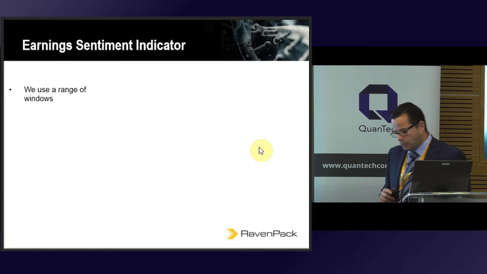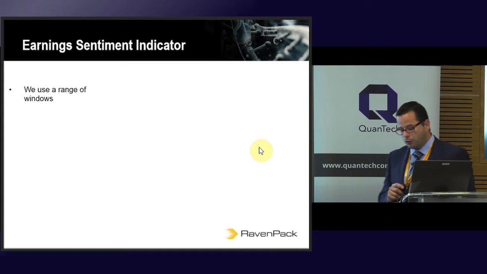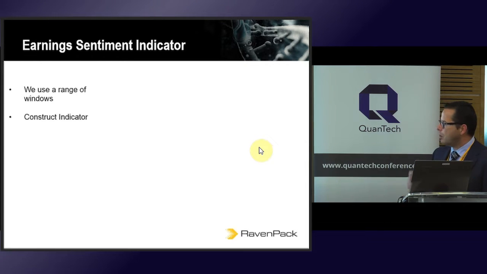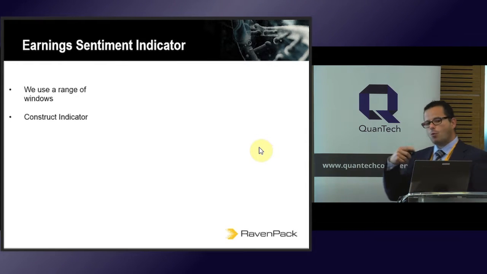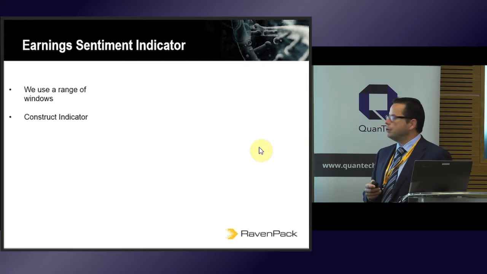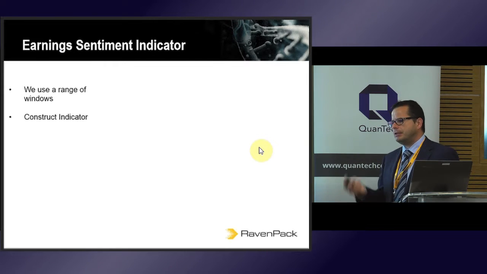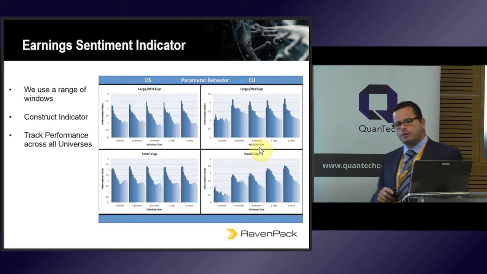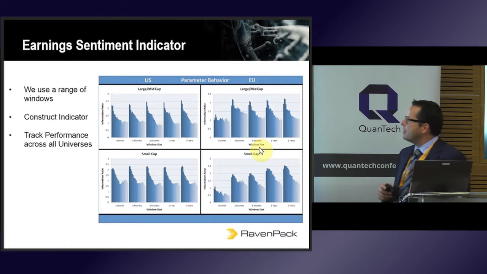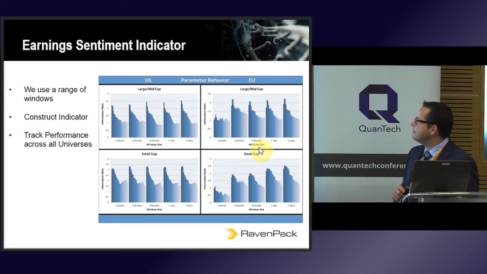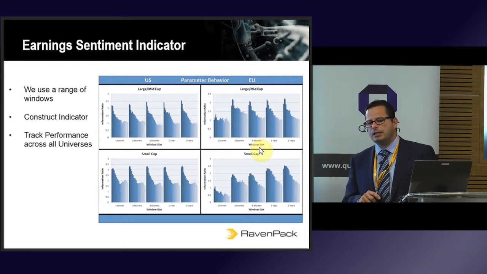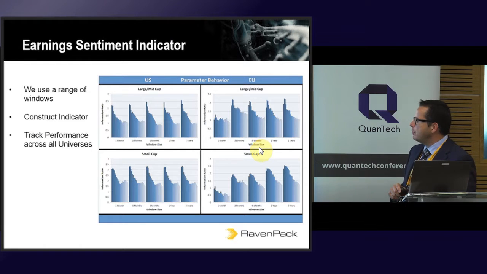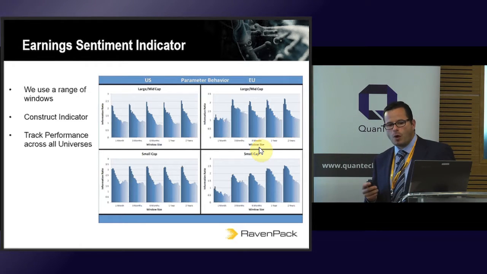In order to get a sense of how this parameter behaves, we use a range of different window sizes from 1 month to 2 years. We construct an indicator for each one of them, and we test it across 4 different universes: Russell 1000 and Russell 2000 for the US, and the equivalents in the EU. We also explore the holding period from 1 to 21 days.